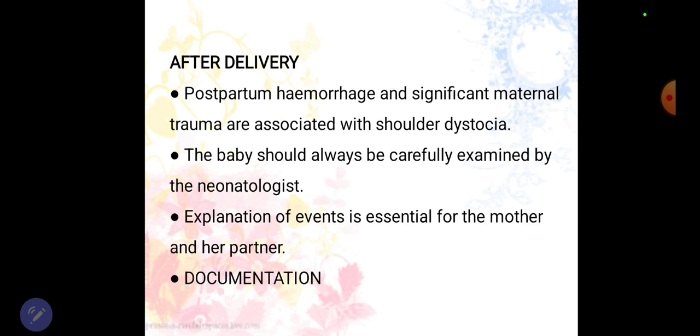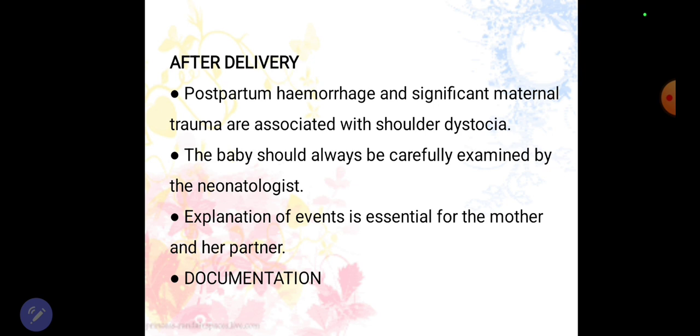After delivery, postpartum hemorrhage and significant maternal trauma are associated with shoulder dystocia. We examine the mother for perineal trauma and guard against postpartum hemorrhage. The baby should always be carefully examined by a neonatologist, because we said the commonest complication is palsy. Explanation of events is essential for the mother and her partner, and counsel her about the risk of recurrence.